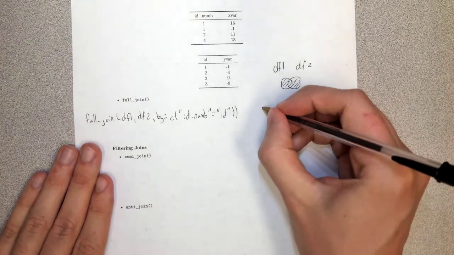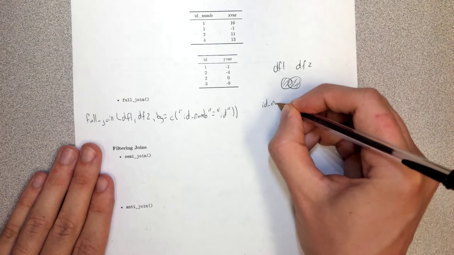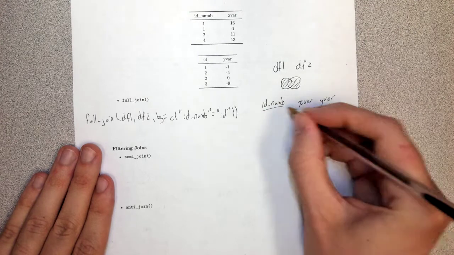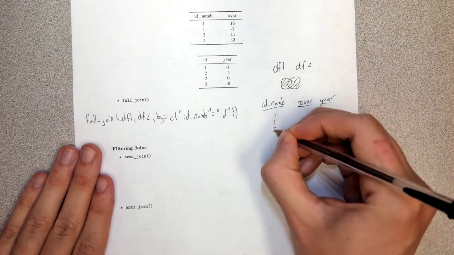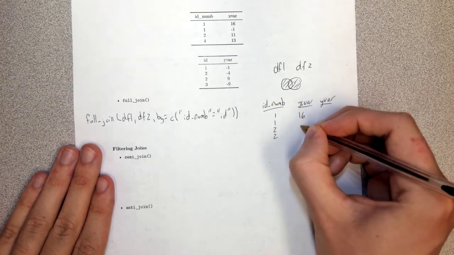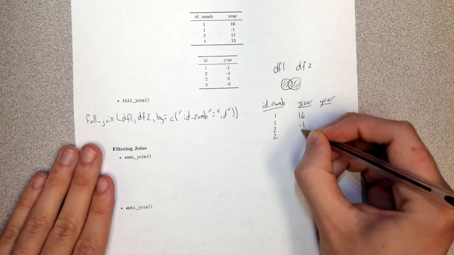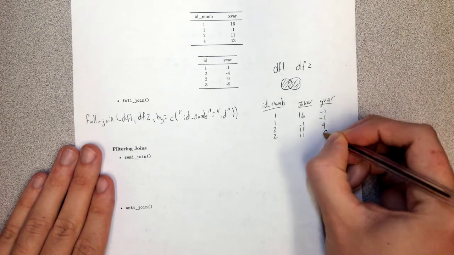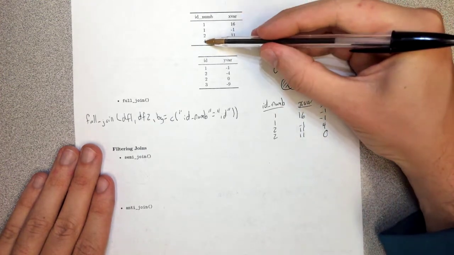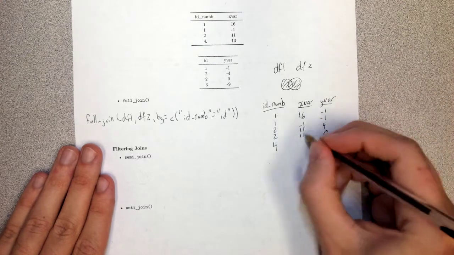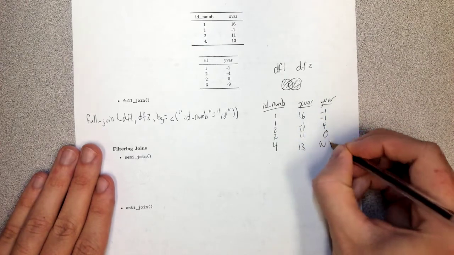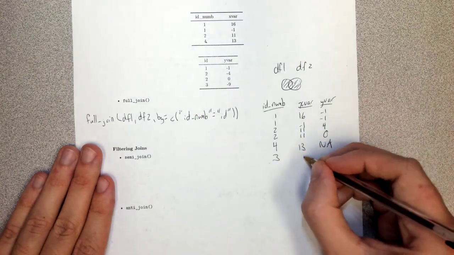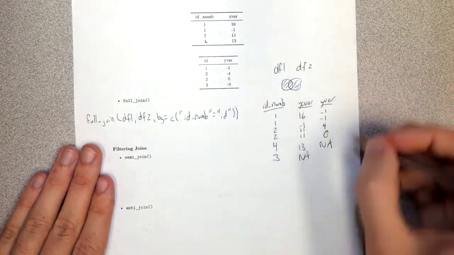What this is going to look like is it's going to start out the same as that left join. But now this 4 is going to get kept, just like it did for the left join. And since we want everything to get kept, this 3 is also going to be kept, and the xvar for 3 is going to be missing.